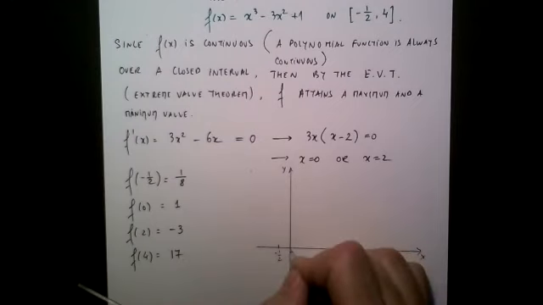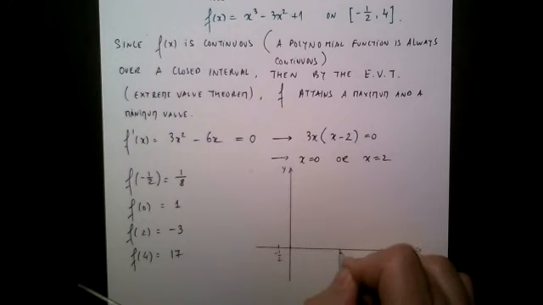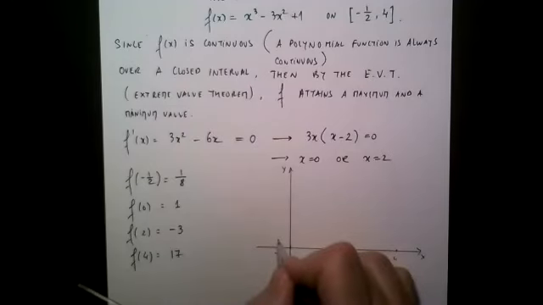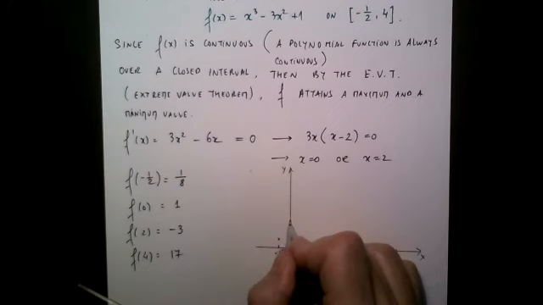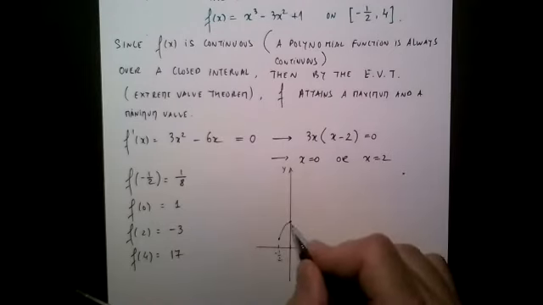Minus 1/2, 0, 2, 4. So at minus 1/2, it's 1/8. At 0, it's 1. At 2 is minus 3. And at 4 is 17. Okay, so my function looks like this.